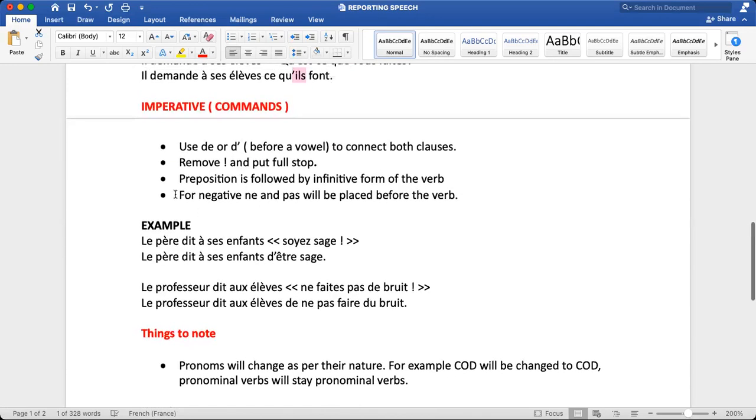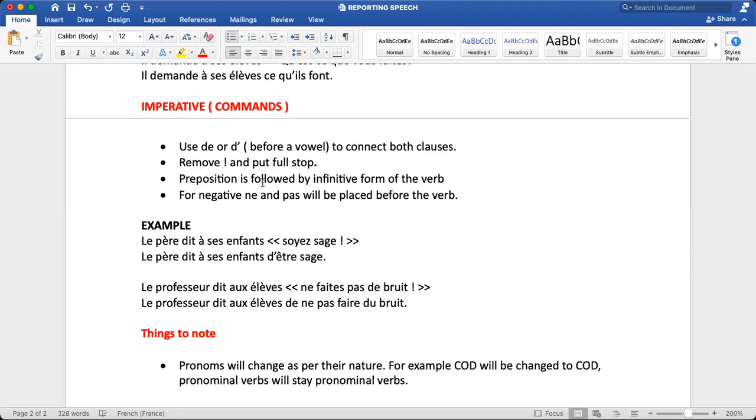Next is imperative. Imperative is used to command. Use de or d' before a vowel to connect both clauses. There are two clauses. You will connect, like in declarative sentences, we used que to connect two clauses. In interrogative, we use si to connect both clauses. Here we are using de or d' to connect both clauses. And now remove the point d'interrogation and put a full stop.